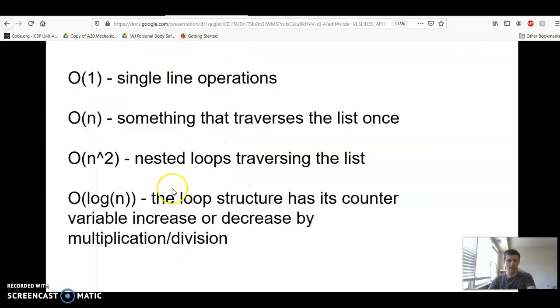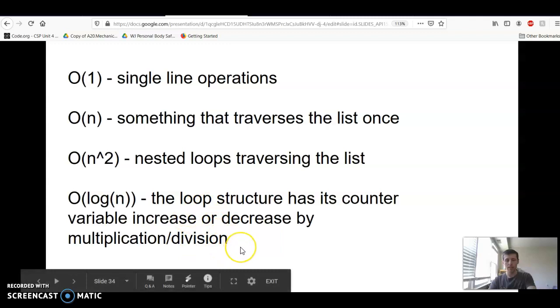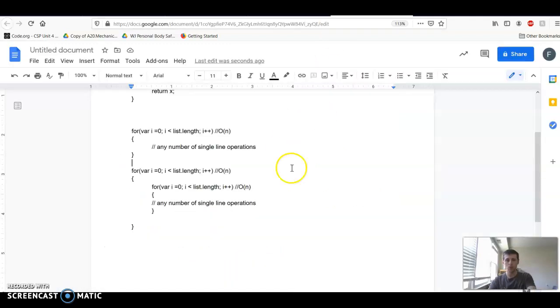Last but not least, logarithmic time arises when a counter is increased or decreased by multiplication or division. So what do I mean by that? We have this kind of structure, but we're going to not start I at 0, we're going to start I at 1, and we're going to say I is equal to I times 2. Well, what that means is I is going to grow at a rate of doubling each time.